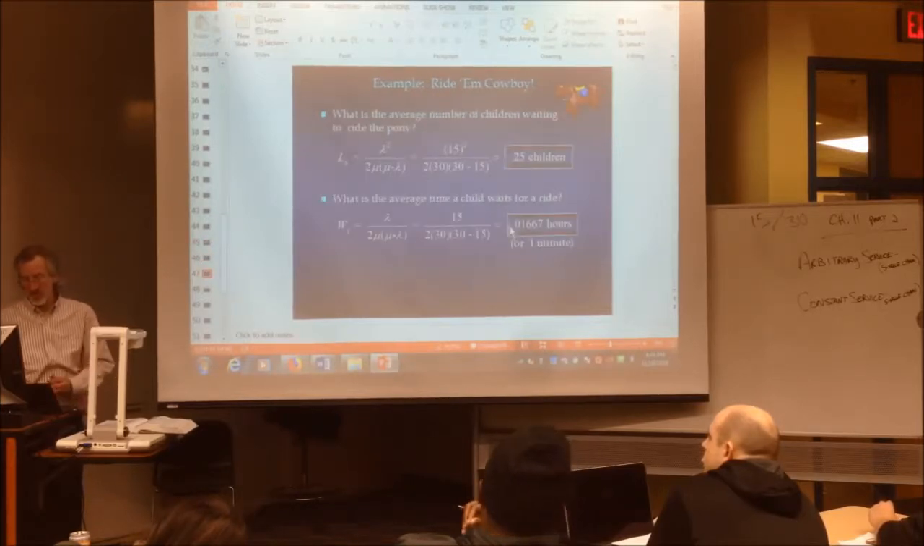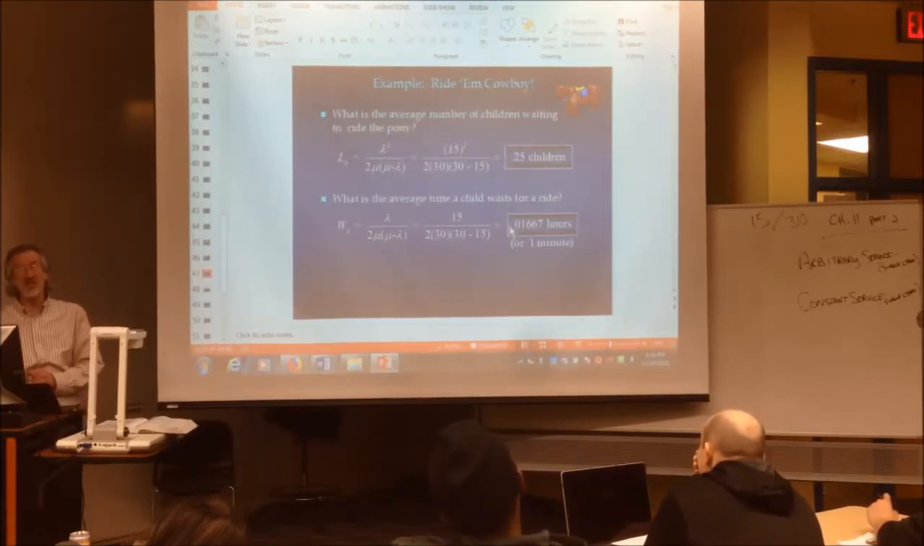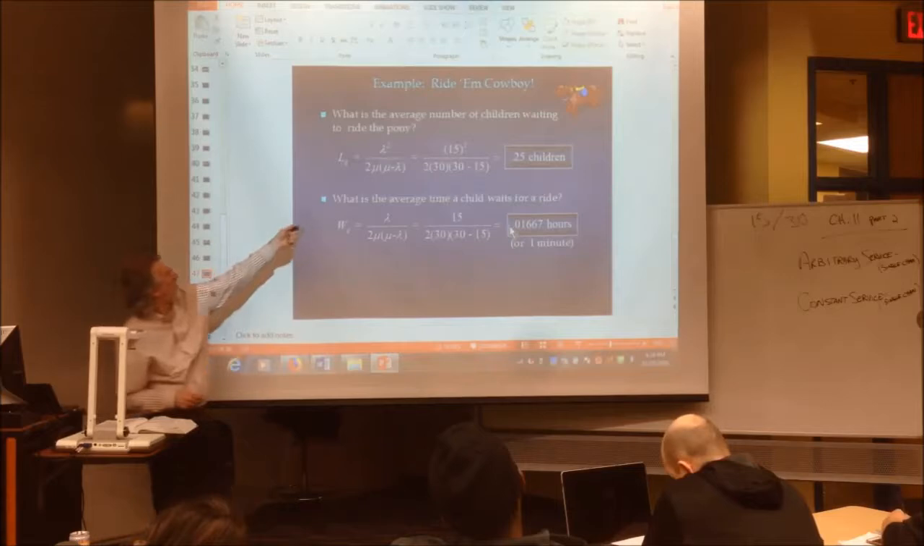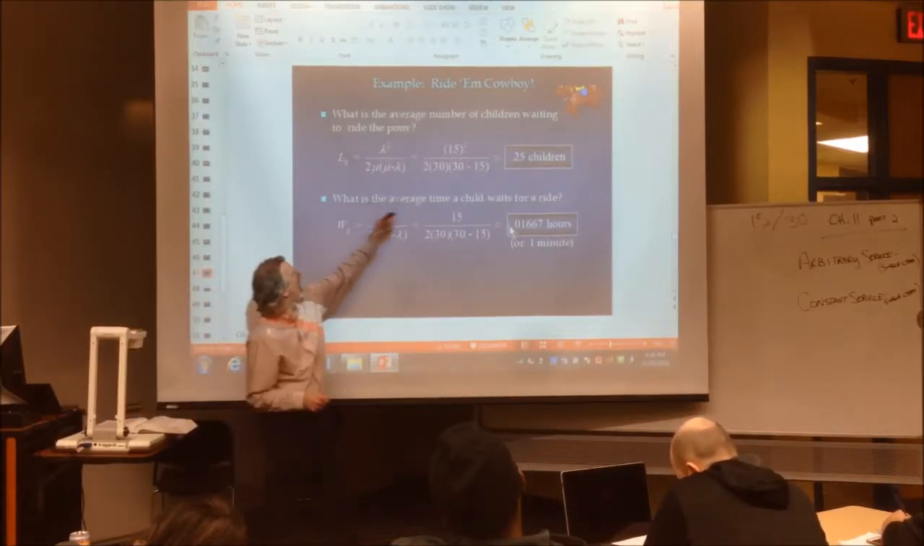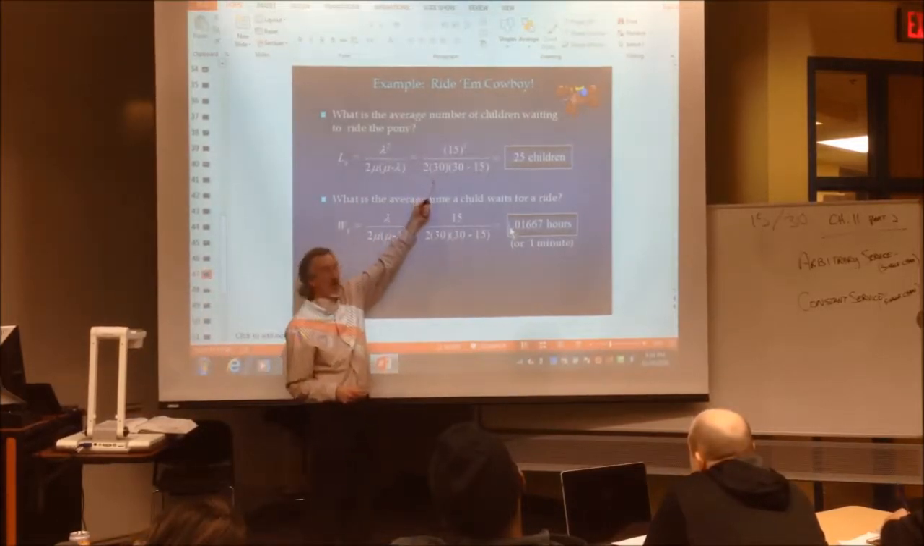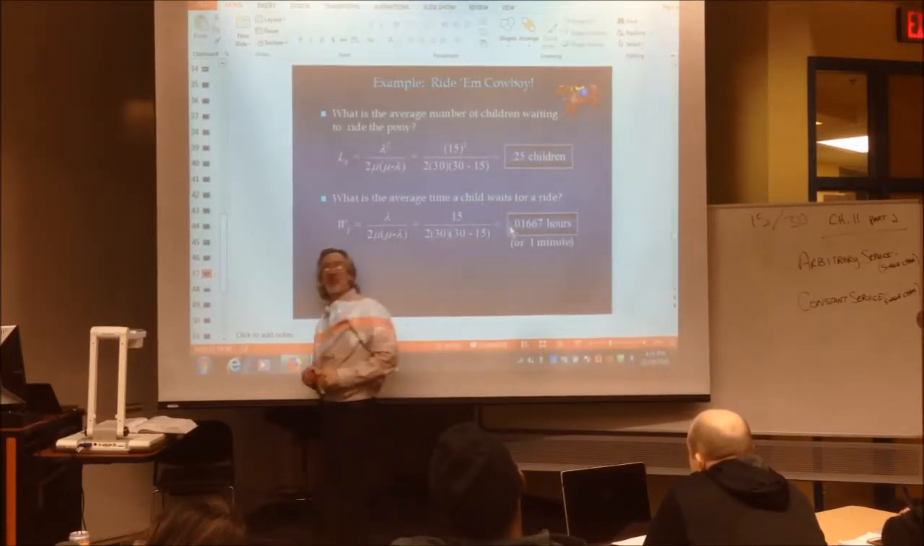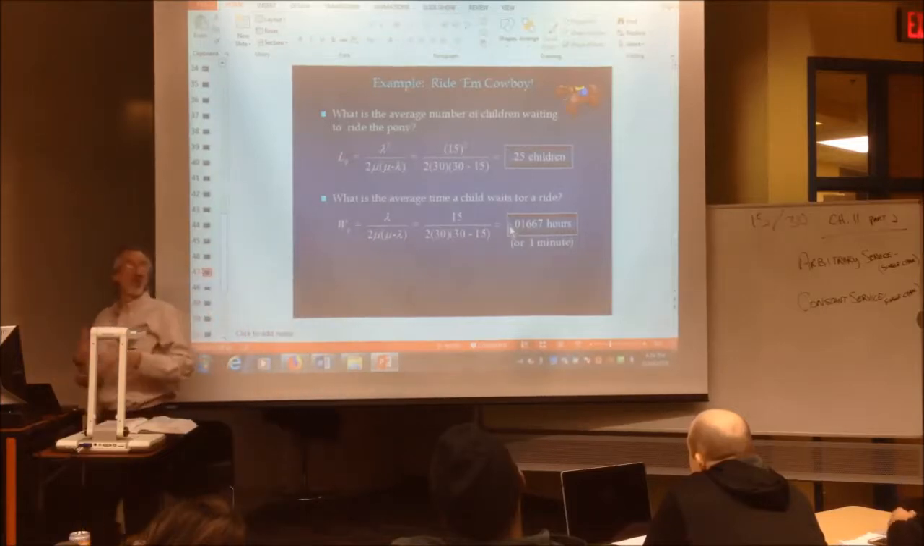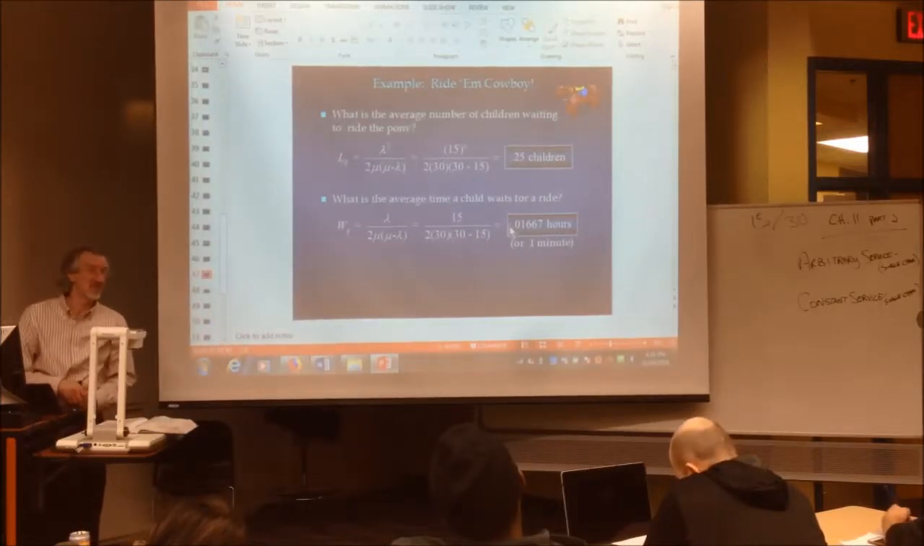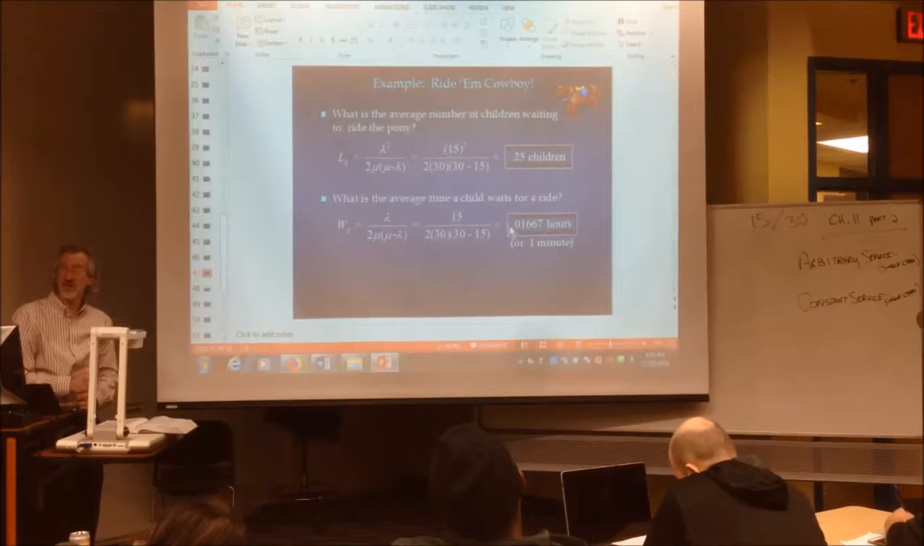So, let's see. The question might be, what is the average number of children waiting to ride? That's the second one down of the 6. Average, that would be your L sub Q. Arrivals, 15 squared, over 2 times 30 per hour service rate, times 30 minus 15, service minus arrival. About a quarter of a child, 0.25 is the average number waiting. Not very much waiting, means it's hardly a waiting time. This horse is providing good service.